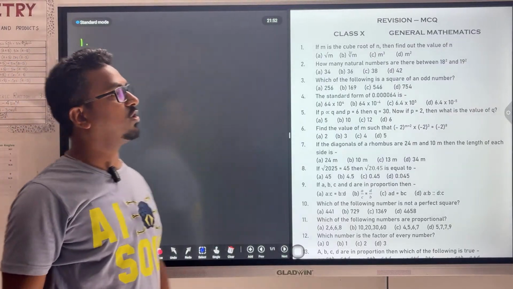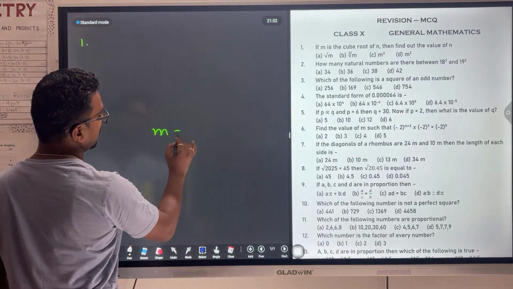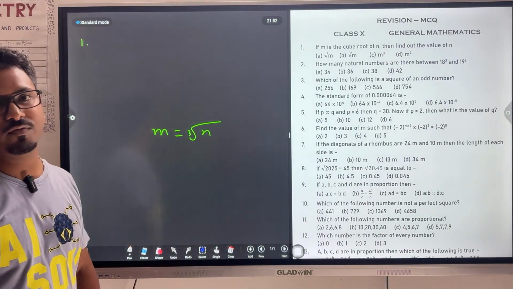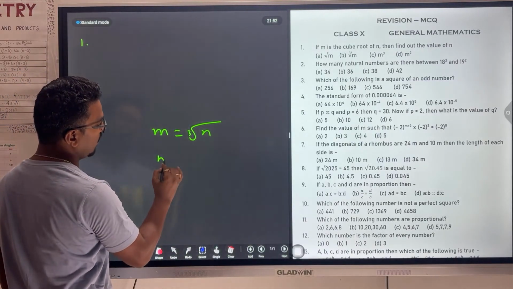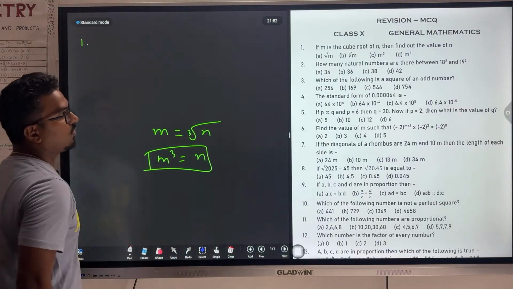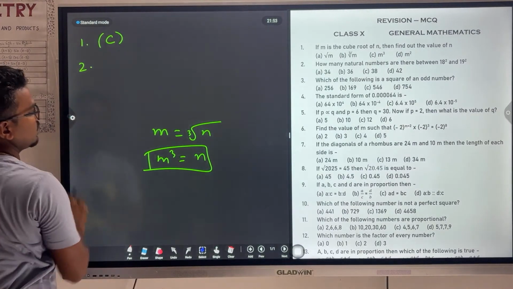If m is the cube root of n, m is the cube root of n. So what will be the value of n? If you shift it to the other side, it will become m cube. M cube will be the value of n. Which option? Option C. Question number 1, option C.